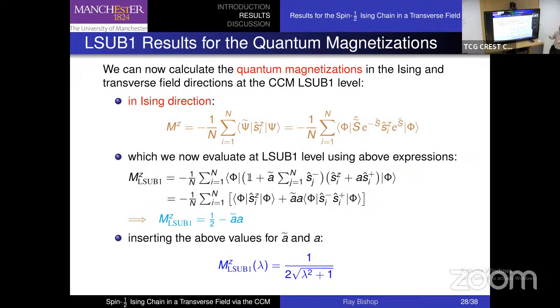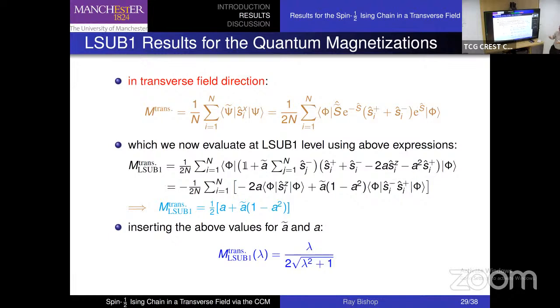And then you calculate any properties you like, but for this guy, you've got to do this. Again, you've got the same thing, and you find this expression, you bung in the values, and you find this. And the same thing for the transverse. So we've got, at the lowest order level of approximation, which is about as trivial as it comes, closed form expressions.